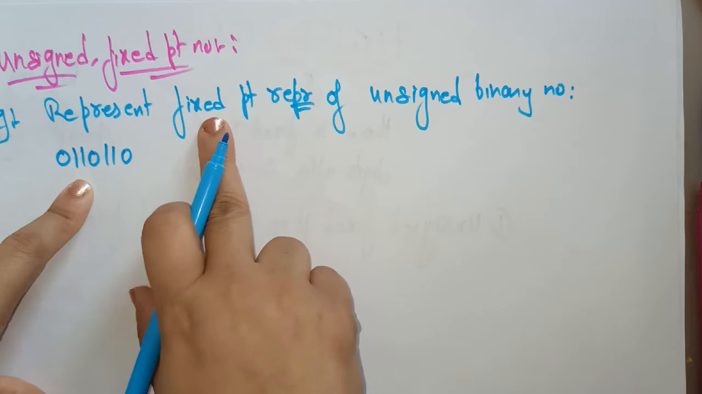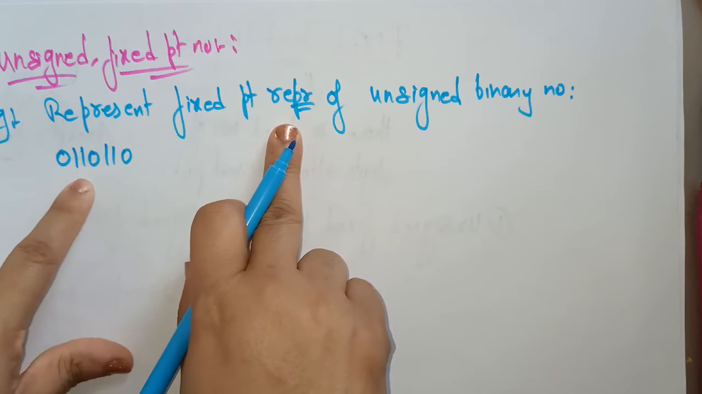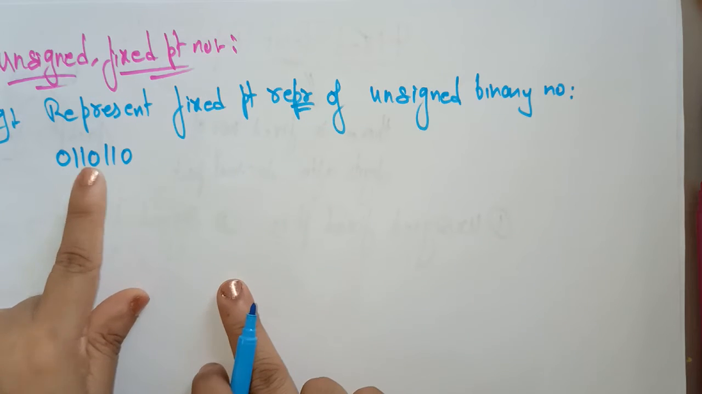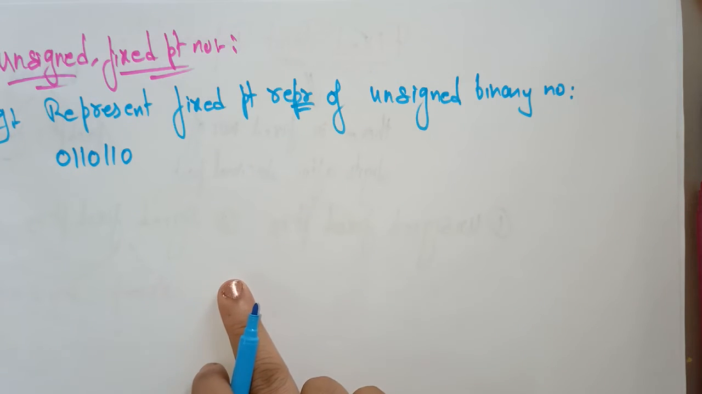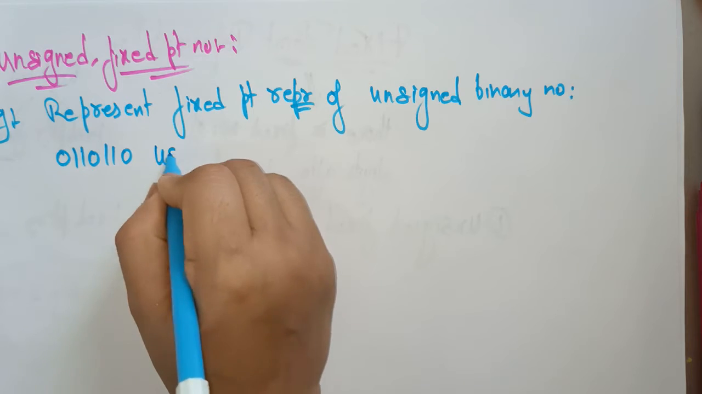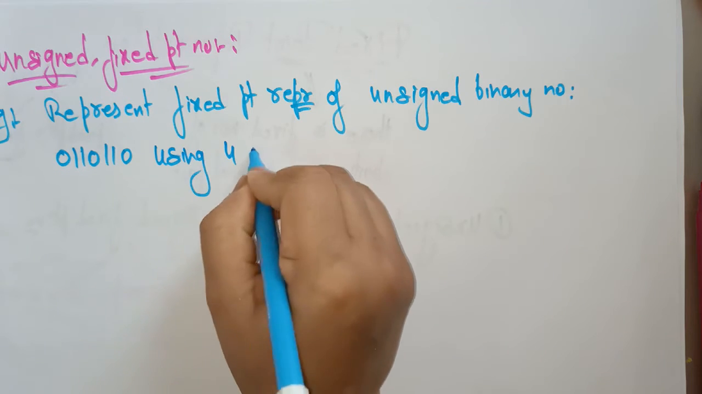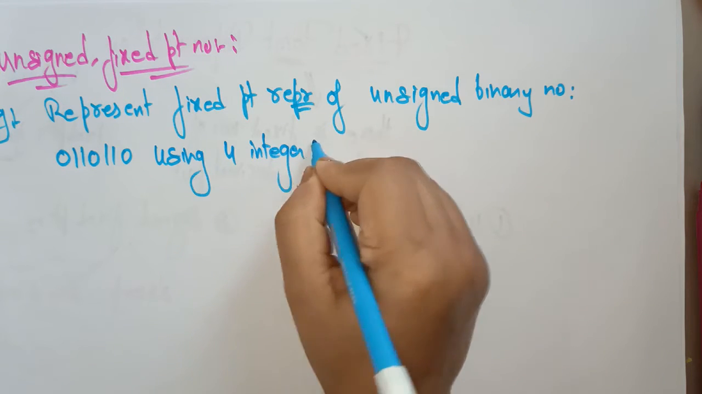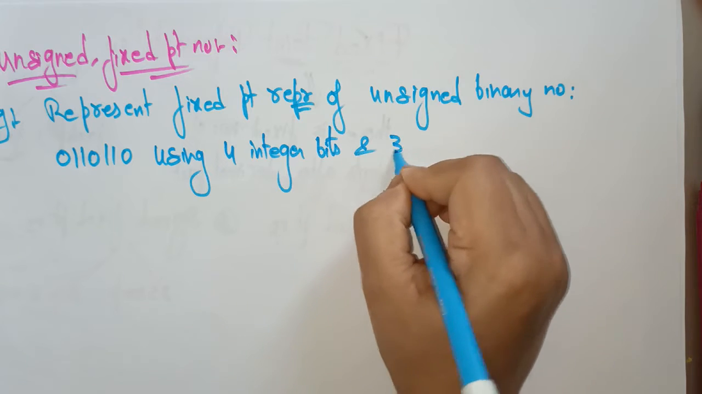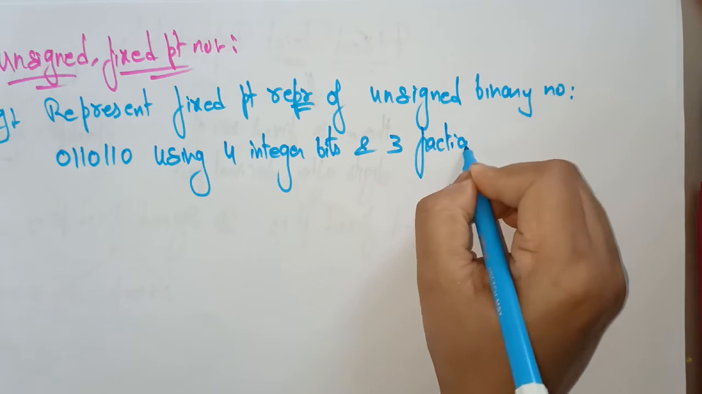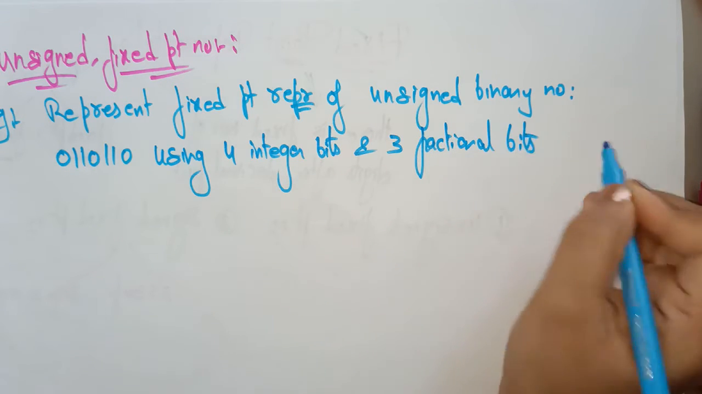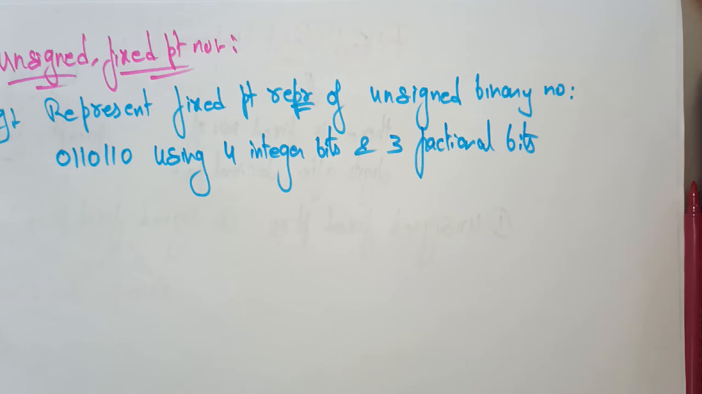They are asking to represent it in a fixed point representation. The given number should be represented in a fixed point representation. So they'll give some condition like using 4 integer bits and 3 fractional bits. So this is the question they have given. They are asking us to represent the given binary number in the fixed point form.